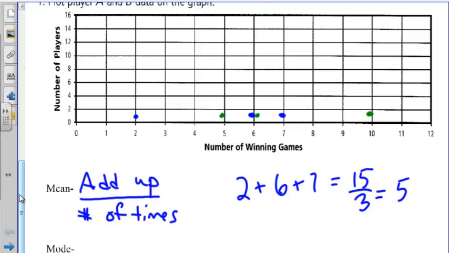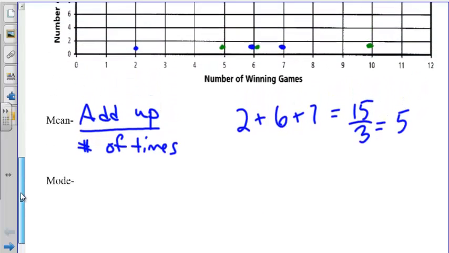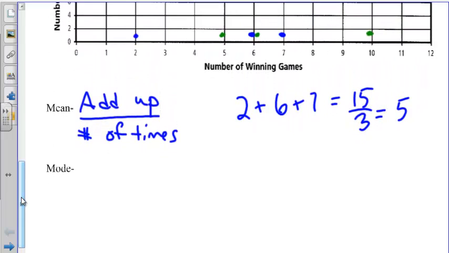Mode refers to the most frequently used statistic. In this case, each number of winning games turns out to be used only 1 time. We don't have a mode since all the results equal 1. Player A, the best you could do for a mode would be 2 was used once, 6 was used once, and 7 was used once. Since there's not a clear mode because I only played 3 times.